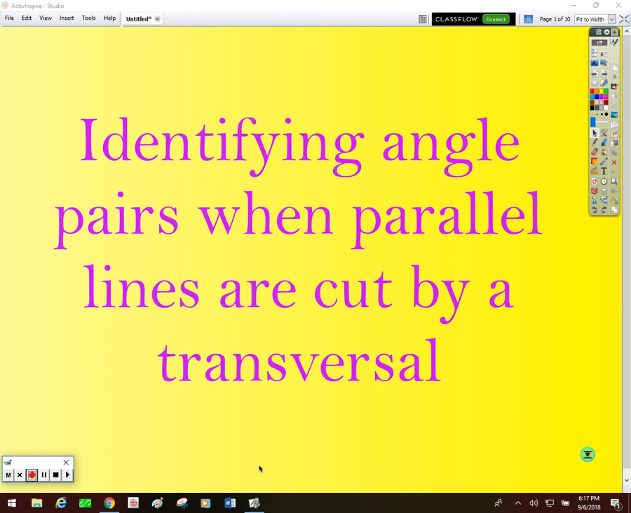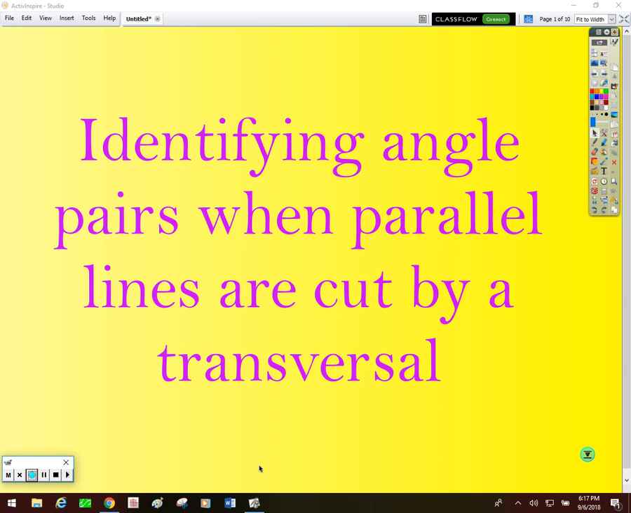Today we're going to be looking at ways to identify angle pairs when parallel lines are cut by a transversal. Remember we talked about today that parallel lines are two lines that continue in the same direction and never touch or never cross. Well, when we cut a line across that, which is what we call the transversal, that transversal creates 8 different angles.